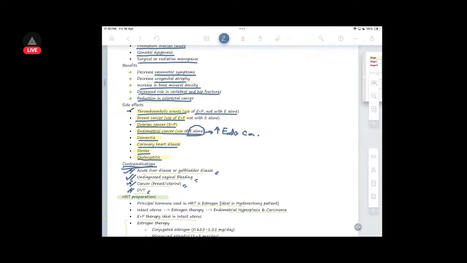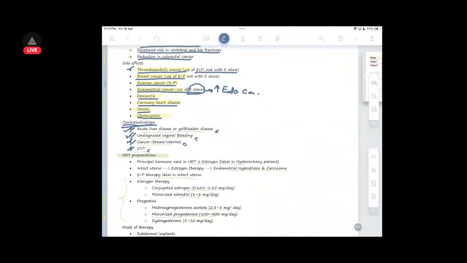Talking about side effects again, first you have thromboembolic events with estrogen and progesterone, not with estrogen alone. You have breast cancer with estrogen and progesterone, not with estrogen alone. Ovarian cancer with estrogen and progesterone. Endometrial cancer with only estrogen. Dementia. Dementia will be there, coronary heart disease, stroke, and cholecystitis.